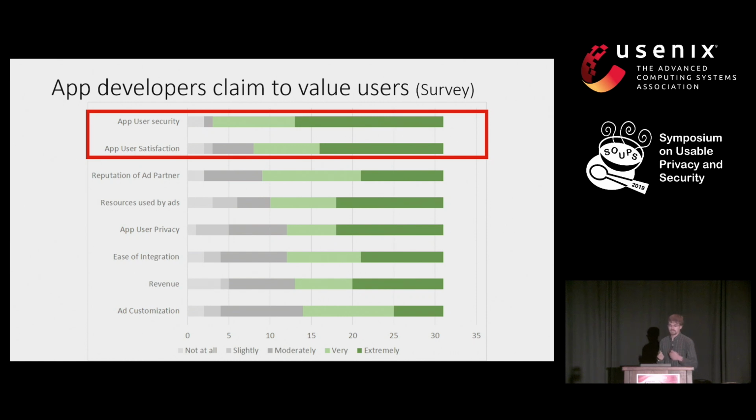What do you want? And here, app developers claim to value user security, user satisfaction, and user privacy, more so than even revenue. Now, of course, they could be lying to us, but in the interviews, there were many unprompted comments, such as, "I really want to take care of my users," or "I chose this because I don't like it when companies do it to me, so I'm not going to do it to my users," which suggests that this care is genuine. So on the one hand, it seems that app developers do value their users and want good user security, satisfaction, and privacy. But that's not the end of the story.